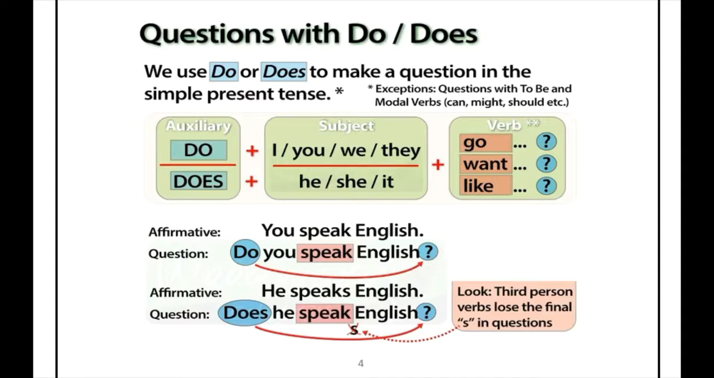For example, you speak English. To form a question, we say, do you speak English? Another example, he speaks English. To form a question, we say, does he speak English? Don't forget that third-person verbs lose the final s in questions.